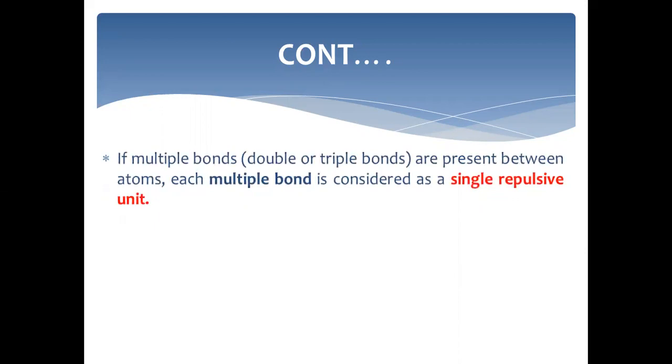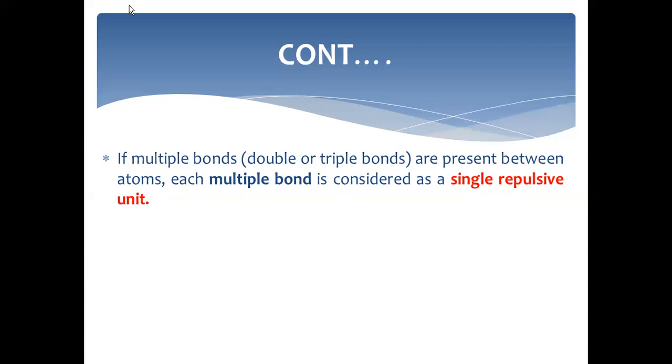So you should be able to find how you can calculate the repulsive pairs. If there are multiple bonds, what is meant by a multiple bond? It could be a double or triple bond present between atoms. Each multiple bond is considered as a single repulsive group. Did you understand what they are telling us?